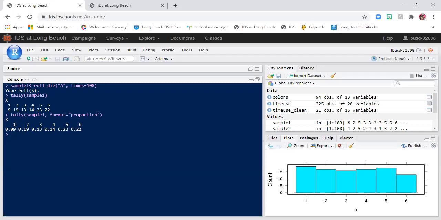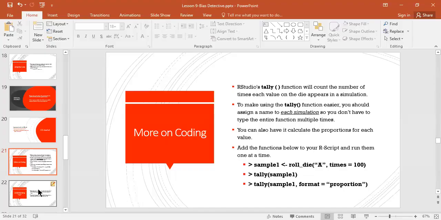All right, so our tally, right? But again, before we can tally, we actually have to name the simulation, the results of the simulation, so that we can tell RStudio what to tally. So every time you do a simulation that you want tallied, you have to give it a name. It can be any name. You can call it Joe, as long as you know what Joe means. All right, let's go back to our PowerPoint here.